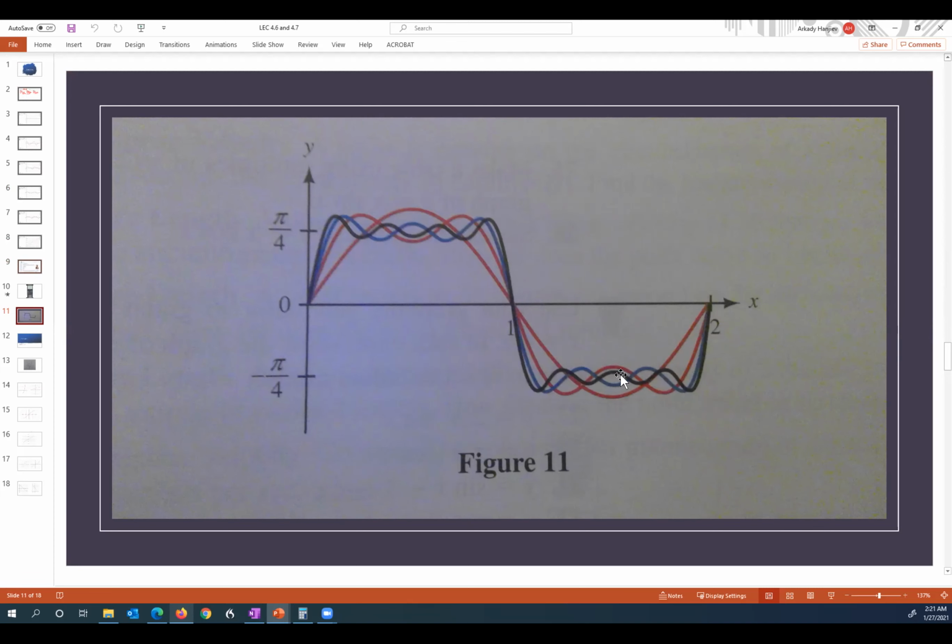How about that? You guys want to graph that one? That'll be a little twisted graph. Anyways, hopefully you guys got this.